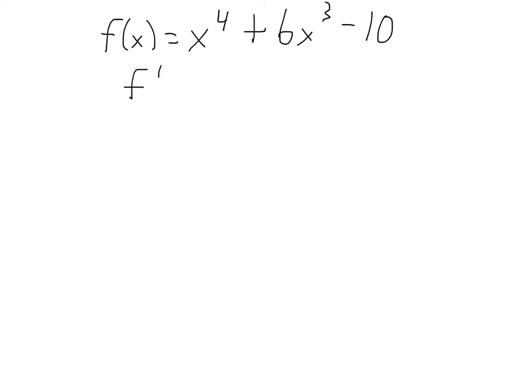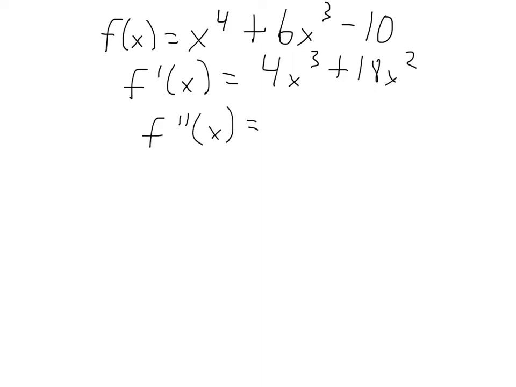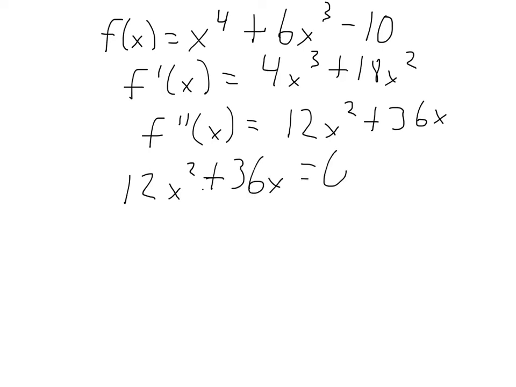Number 9 is a similar problem. We're finding the points of inflection of f of x equals x to the 4th plus 6x cubed minus 10. Since we're looking for points of inflection, we will head straight for the second derivative. The first derivative, 4x cubed plus 18x squared, and the second derivative, 12x squared plus 36x. We find points of inflection when our second derivative is equal to 0 or does not exist.